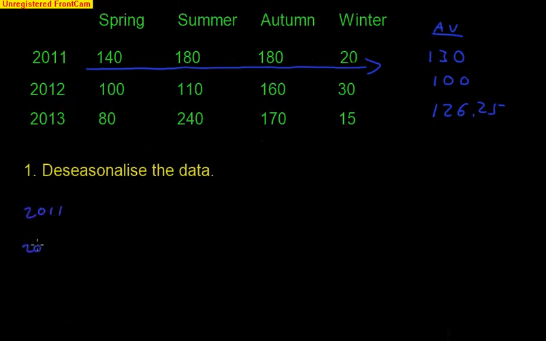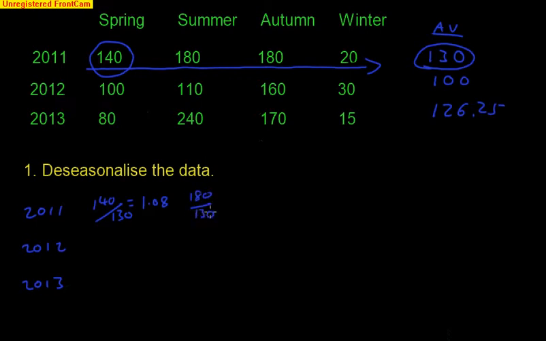2011, 2012, 2013. This first number up here, at the moment it starts off life as 140. Now we're going to divide by its yearly average. We divide by that 130. And for the spring of 2011, we will get 1.08. I'm rounding off to 2 places of decimals. In summer of that year, you're going to get 180 divided by its yearly average, 130. And this time you get 1.38.